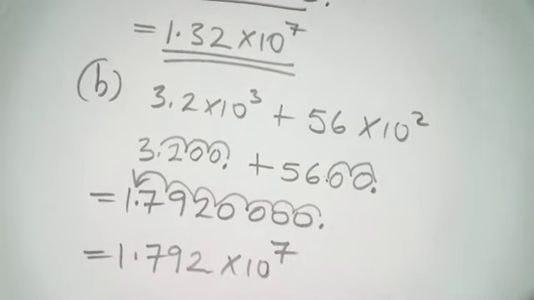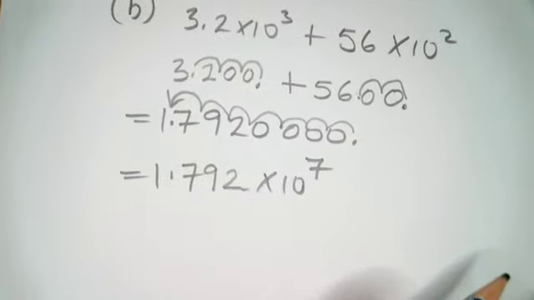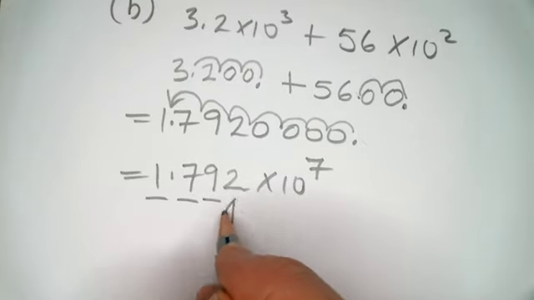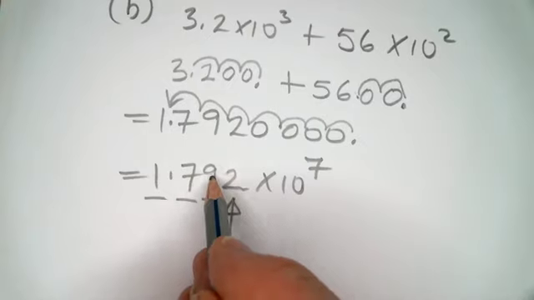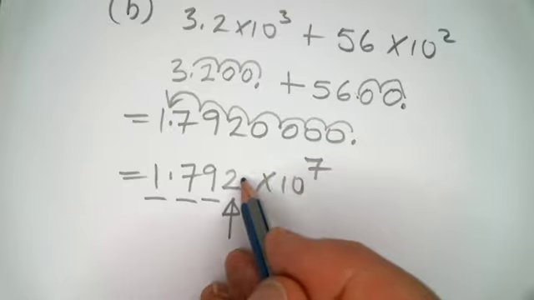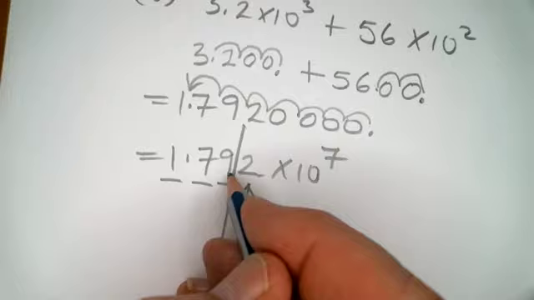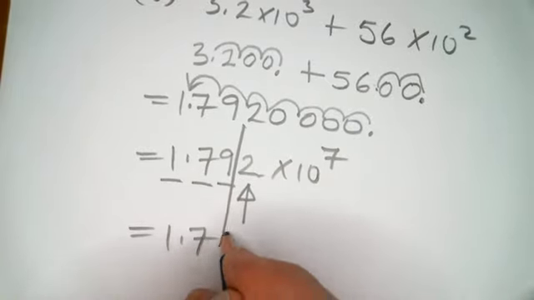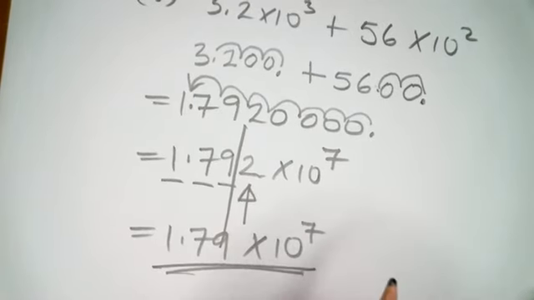But that's not my final answer because, remember, we were doing this to 3 significant figures. So here are my 3 significant figures. 1, 2, 3. I look at that next figure and ask the question, is this a 5 or more? If it is, I bump the 9 up to a 10, and suddenly this becomes 8 and 0. But it's not, it's a 2. So I'm going to cut it off there. The 2 plays no part in changing these figures. So it's going to equal 1.79 times 10 to the power of 7. And there is my answer.